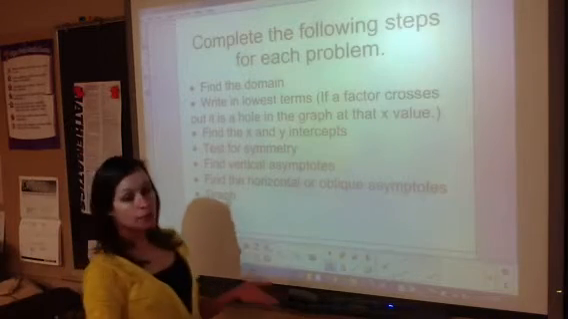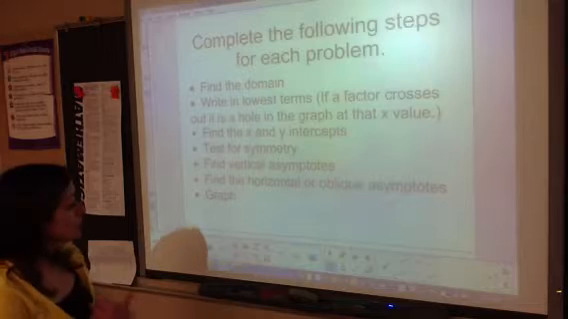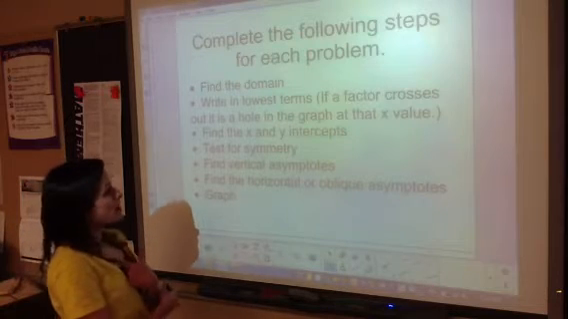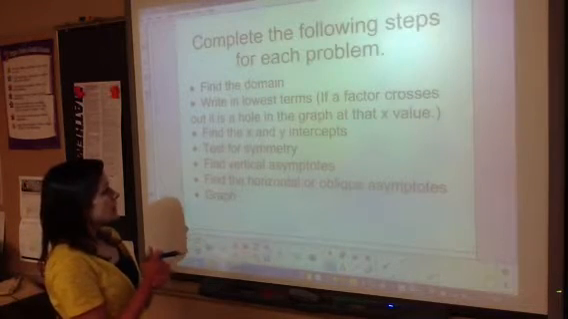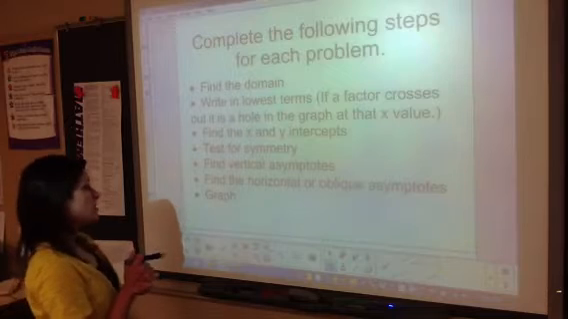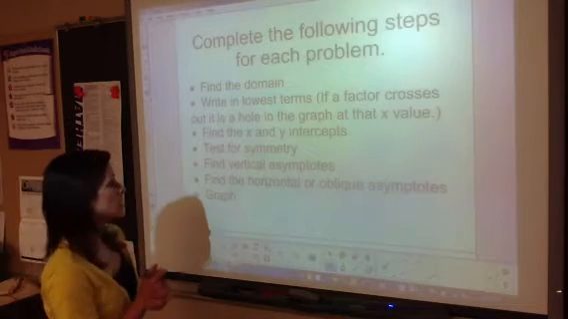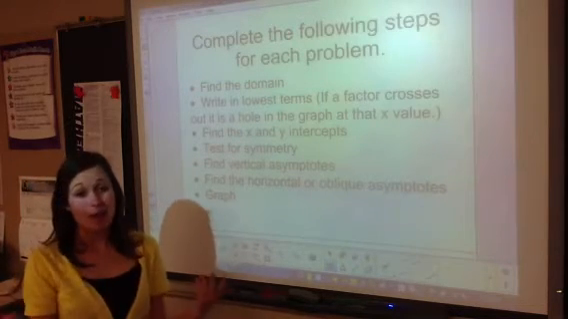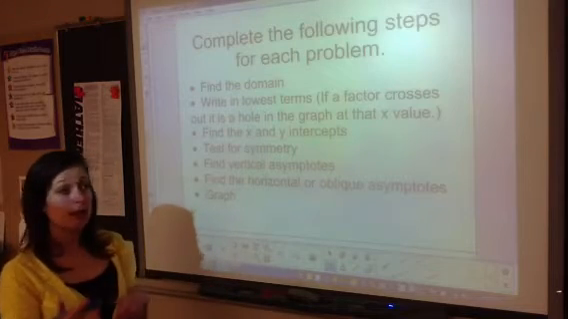So for the next problems, we're going to complete these steps. We're going to find the domain, write it in lowest terms, find the x and y intercepts, test for symmetry, find the vertical asymptotes, find the horizontal and oblique asymptote, and then graph it. And we can do all these things, so we're just putting it all together.